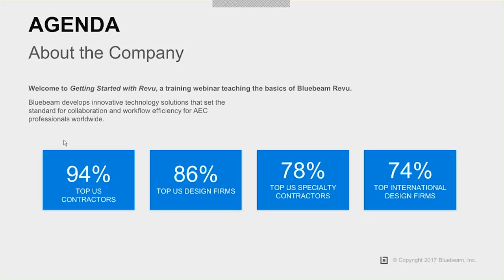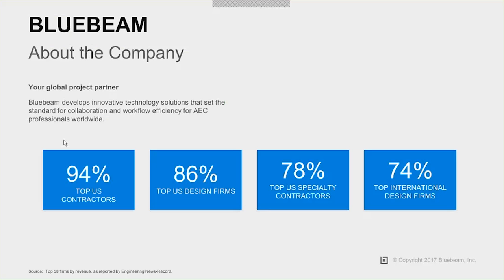Now, for those of you that are unfamiliar or brand new to Bluebeam, here's a little bit about the company. We are used by 94% of the top U.S. contractors, 86% of top U.S. design firms, 78% of top U.S. specialty contractors, and 74% of top international design firms. So we have quite a bit of usage here in the United States across all of AEC. I want to give you a brief background in terms of how we got here so you have a better sense of how we became such a widely used tool within this industry.